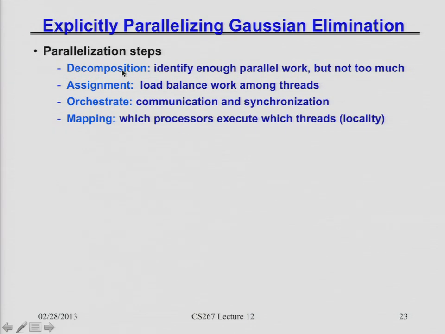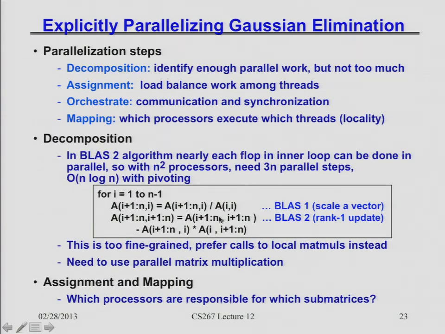So first of all, I have to figure out what all I can do in parallel, so identify enough parallel work, but not too much, because I need to have a reasonable amount of work for each processor to do. Then I have to load balance it, assign the work to processors, and decide which processor is doing which to maintain locality. Let me talk about decomposition first and point out there's an awful lot of parallelism in this algorithm. Let's just look at the BLAS-2 code.